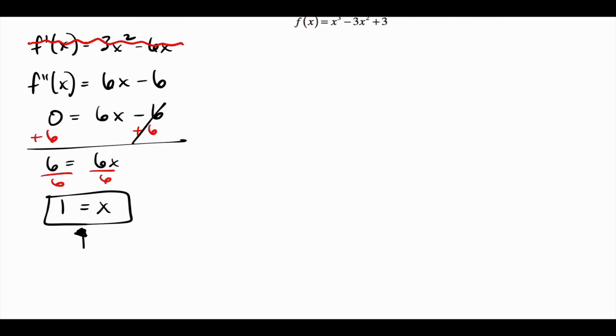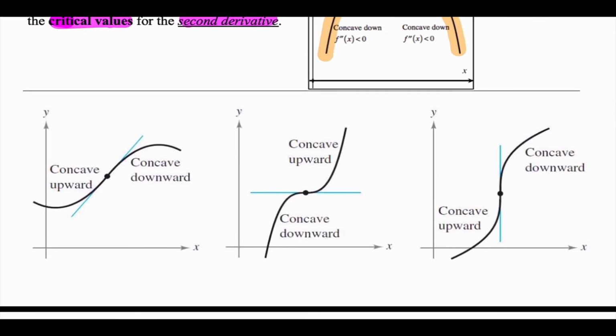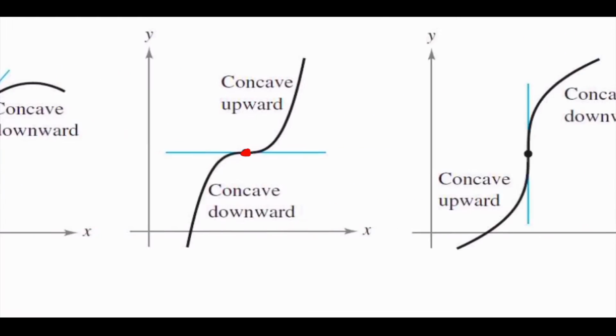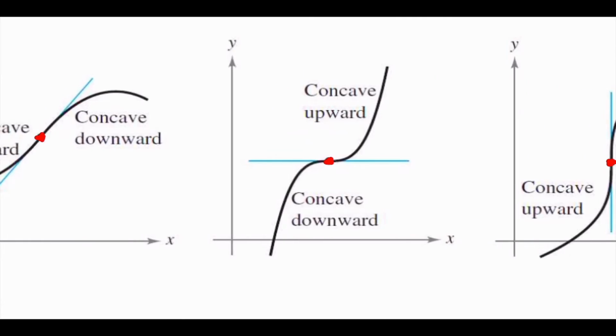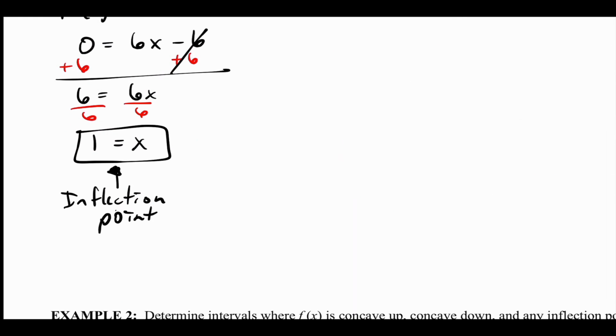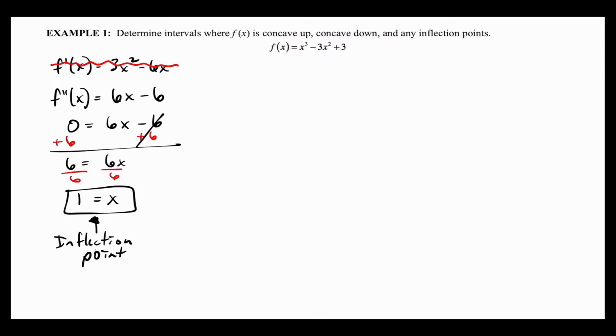This is a critical value, but it's got a special name because it's the second derivative. It's called an inflection point. Right? At 1, it changes from either concave up or concave down or vice versa. I don't know what it looks like, and I don't know what it changes from, but it changes from one to the other. So before 1, it was either concave up or concave down. After 1, it was the opposite.